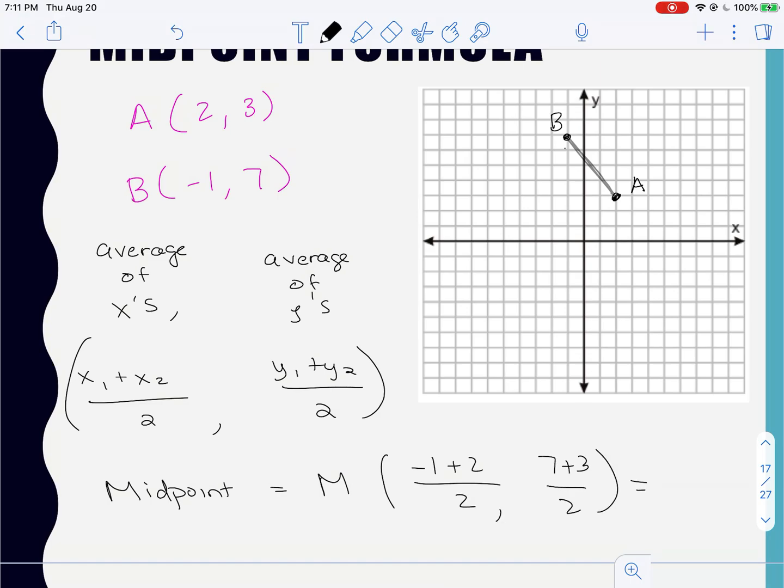So it's going to be (1/2, 5). And you can always check and make sure that (1/2, 5) makes sense. So 1/2, and 5. And that looks to be in the middle of A and B. So it looks like I got it right.